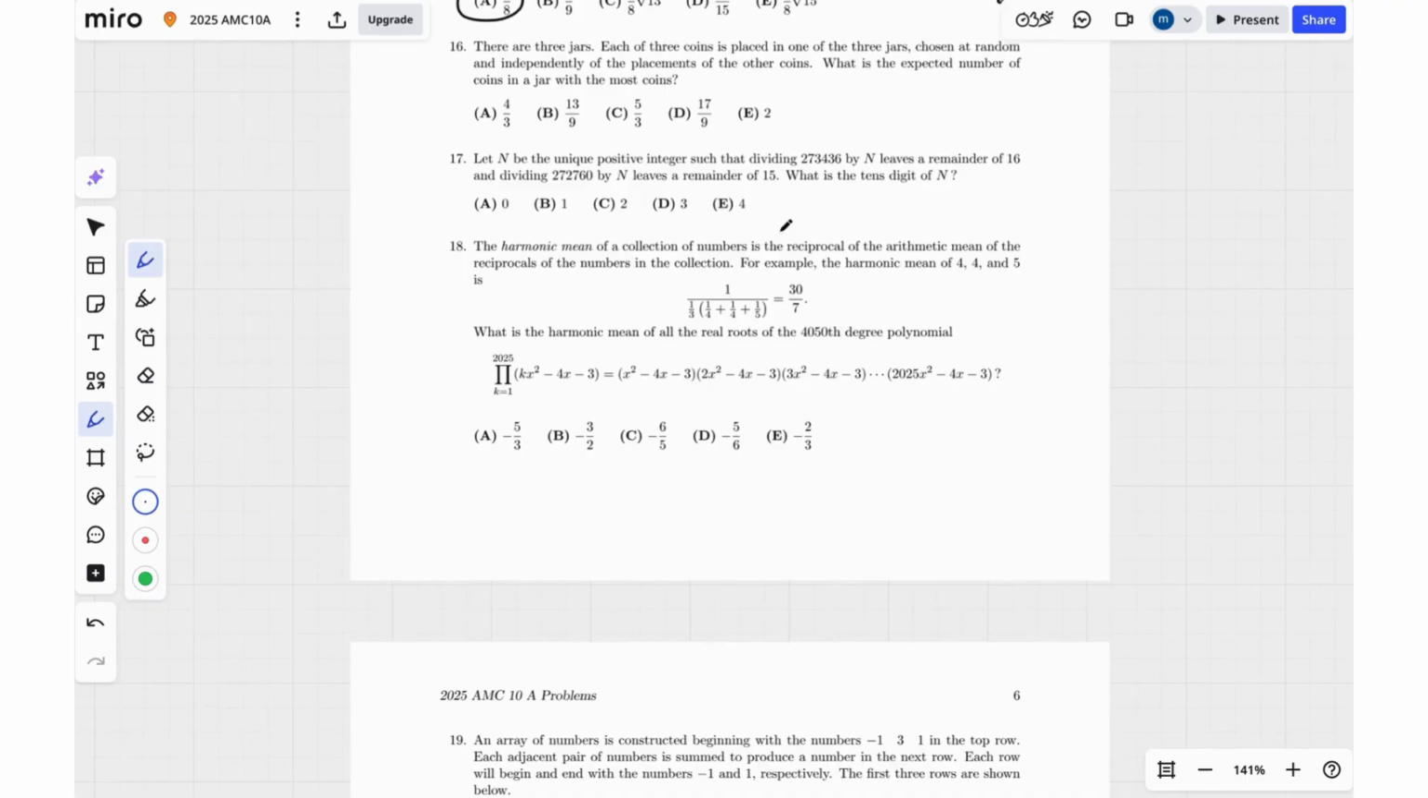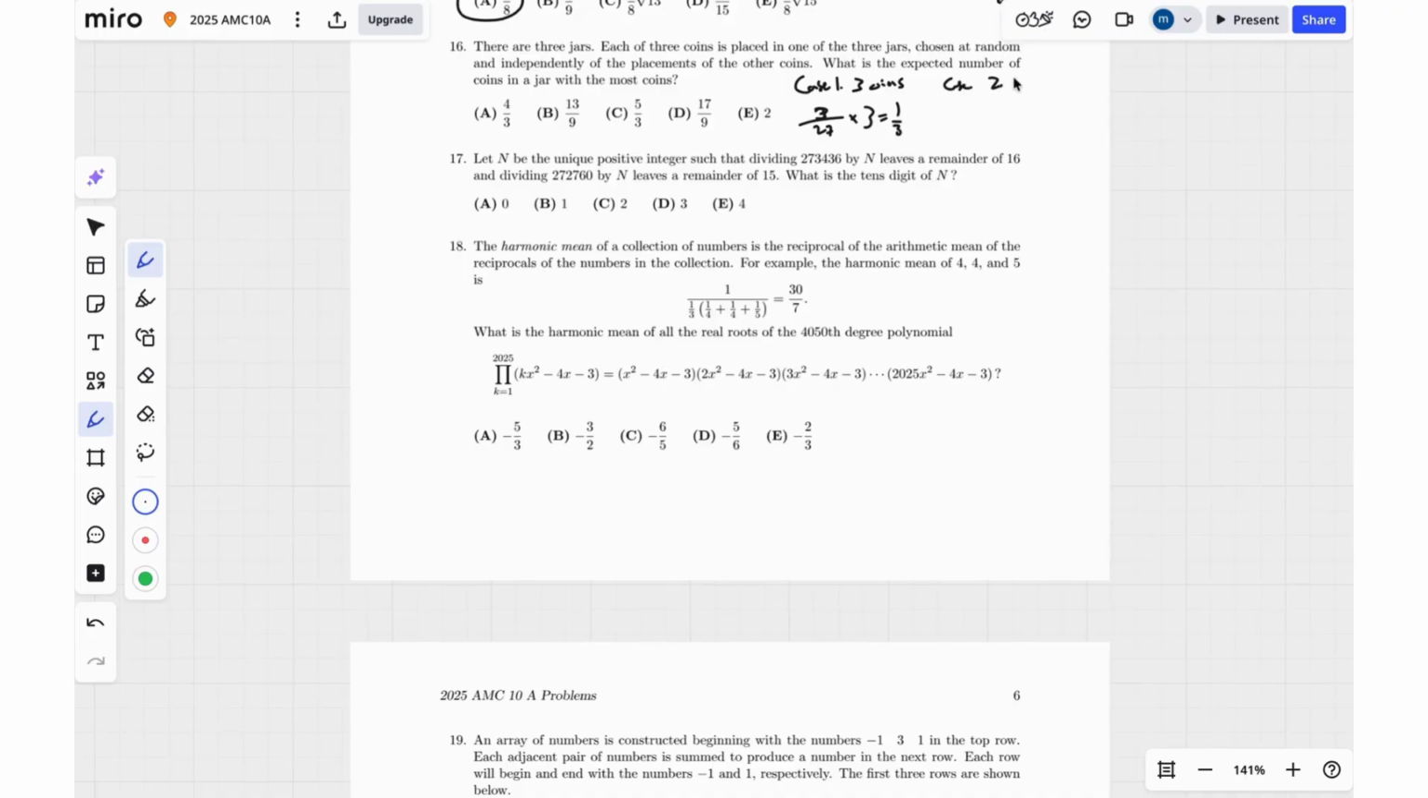So here we have problem 16. So we can split this up into 3 cases. Case 1, 3 coins. So the probability that this happens is 3, because we have 3 jars to choose from, over 27, because each coin has 3 choices, so it's 3 to the 3, which is 27. So this is the probability, and then we multiply by the value, which is 3, which is 1/3.